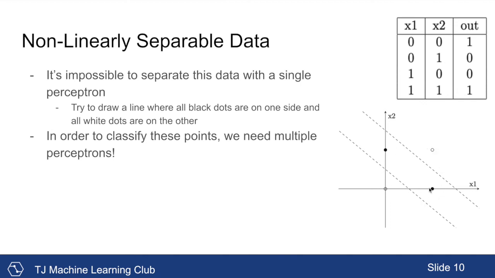So in order to solve this, we actually use several perceptrons. By using several perceptrons, we essentially draw two lines, and then using the resulting values from the perceptrons that represent these two lines, we can use another perceptron, so a total of 3 perceptrons, to classify these points as 0 and these points as 1.